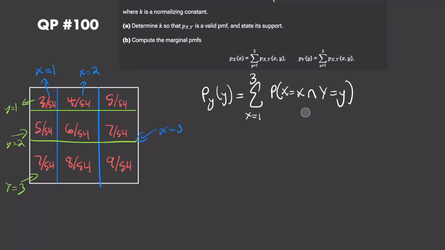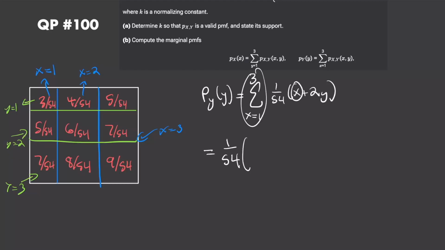We know this right here is going to be 1 out of 54 times x plus 2y, our joint distribution. So it's just going to be equal to 1 out of 54 times, well, when we sum this of x, well, then we get 6. And then when we add on 2 times the sum of y, well, that's going to give us 3y. So this is going to be 6y right here. So the marginal for y is just going to be 6 plus 6y divided by 54.